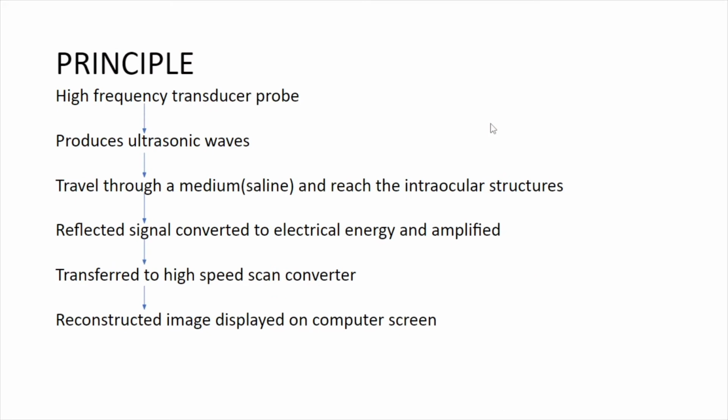So the principle of this technique is that there's a high frequency probe which produces ultrasonic waves. These waves travel through a medium, which could be saline, and reach the intraocular structures. Then the reflected signal is converted back to electrical energy and amplified, and it is transferred to a high-speed scan converter, which produces an image, and we get that on our computer screen.